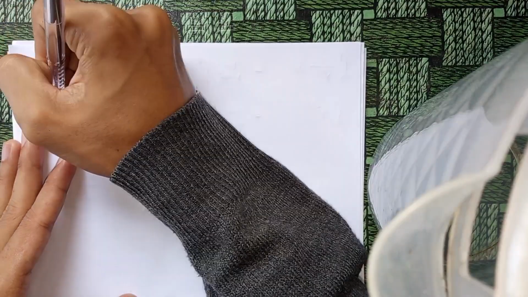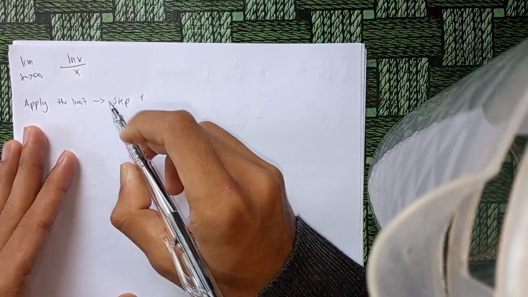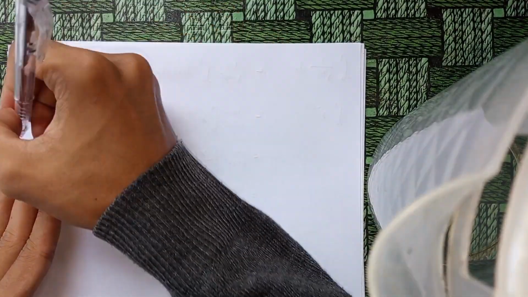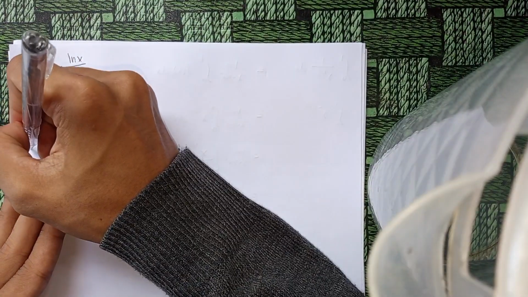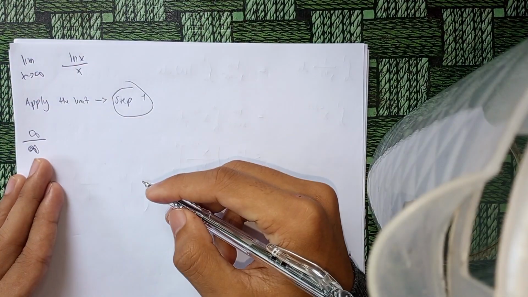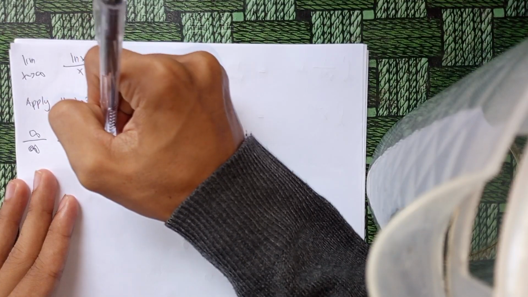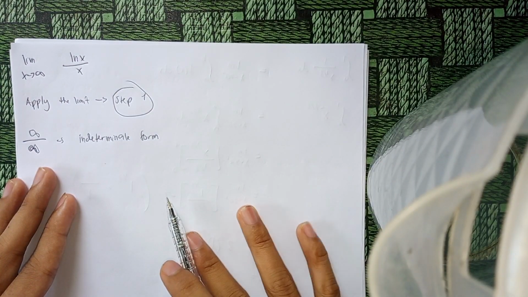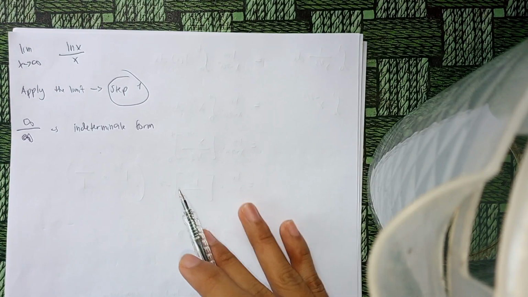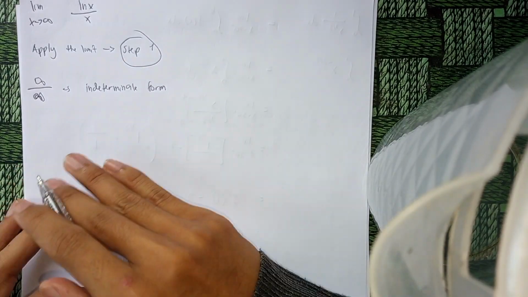So step 1 is to apply the limit. So ln x as x approaches infinity is infinity, over x as x approaches infinity is infinity. So in this case, the limit is in indeterminate form. So since the limit is in indeterminate form, we can now proceed using L'Hopital's rule. So step 2 is to use L'Hopital's rule.